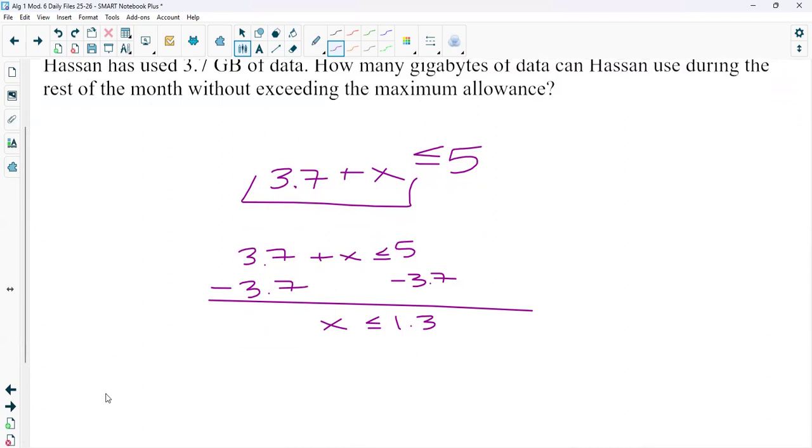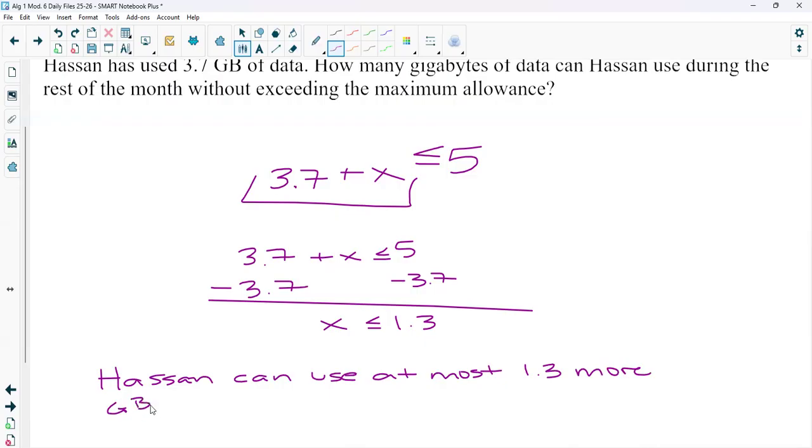So essentially, Hassan can use at most 1.3 more gigs of data. He can use any lesser amount. He can use 0, he can use 0.4, he can use 0.8, he can use 1.2, and he can use up to 1.3. He cannot use anything more than 1.3 gigabytes.